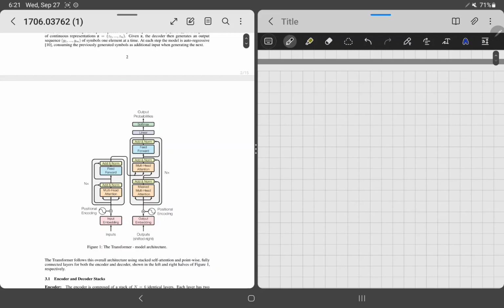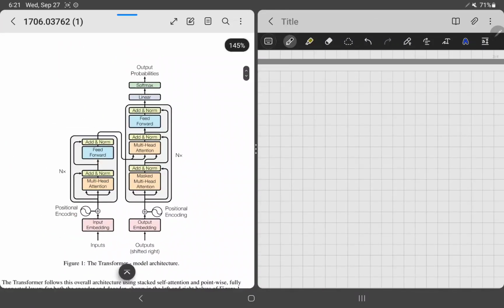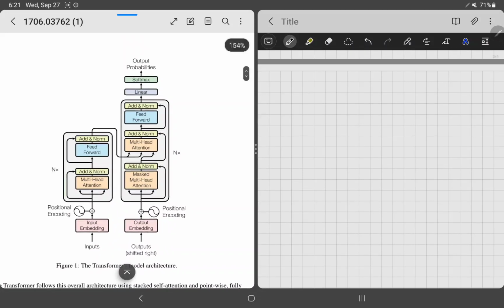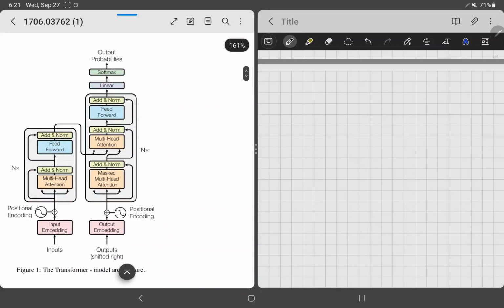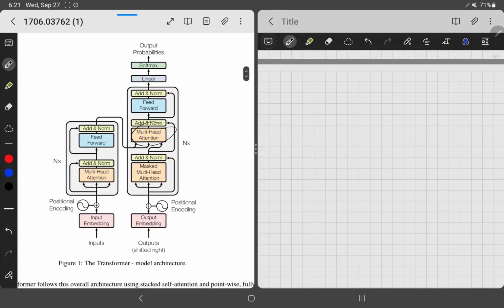So transformers, attention is all you need. There's a lot here. The main part of this is attention. They have it in a bunch of places. They have it here, here, and here. And there are actually three different types of attention. This is multi-head attention, this is cross attention, and this is masked multi-head attention.